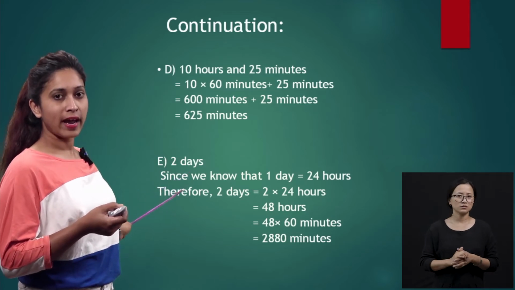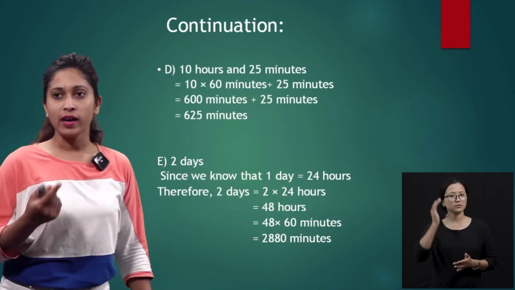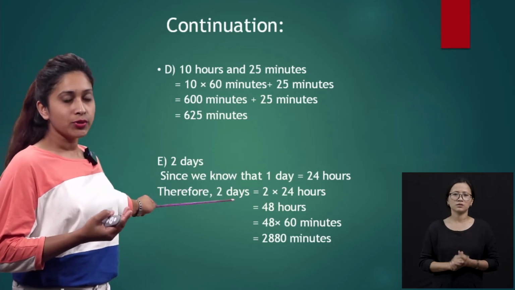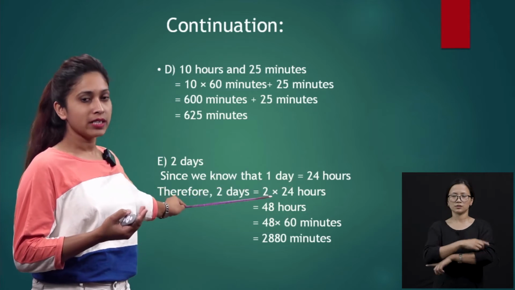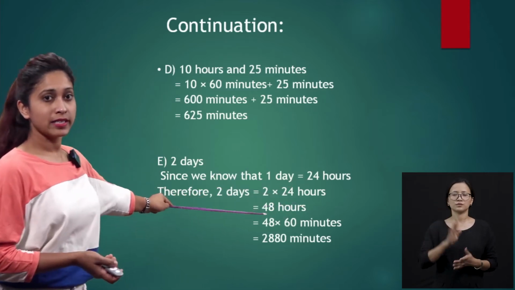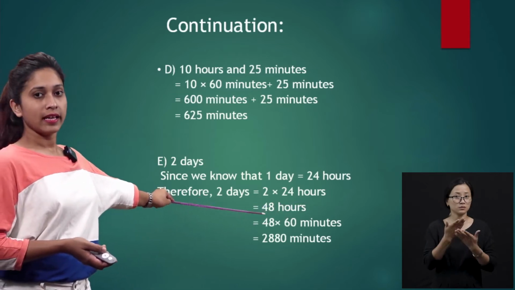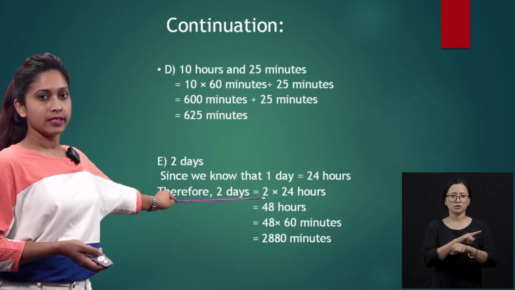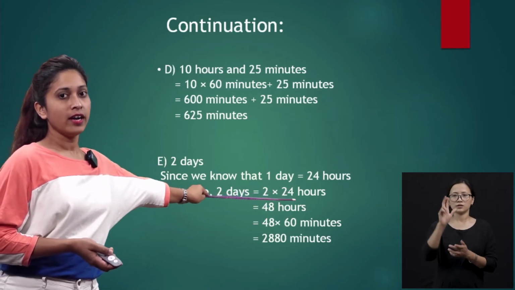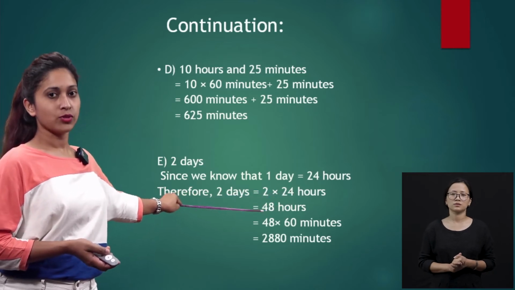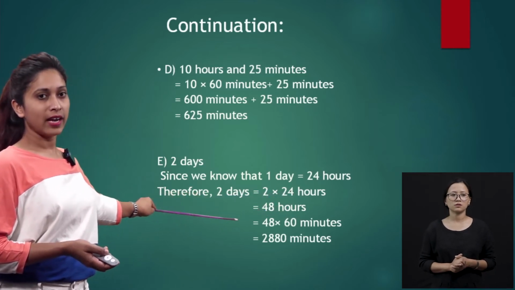So, you need to write here, since we know that one day equals 24 hours. Therefore, 2 days equal to, you need to multiply 2 into 24. Right? So when you multiply them, 2 into 24, you'll get 48. Because this 2, when you put below 4, 2 into 4 is 8. Then 2 into 2 is 4. So 48 hours is your answer.